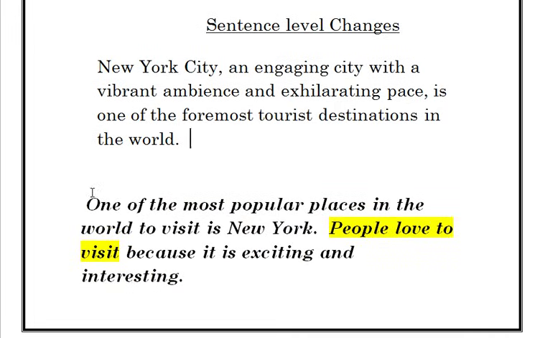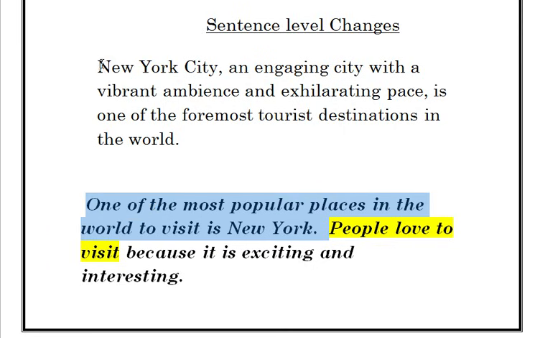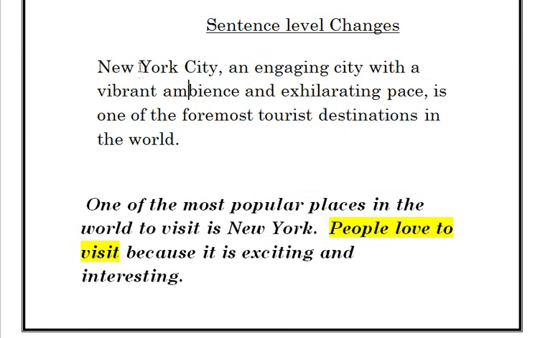So here's my paraphrased version. I wrote, one of the most popular places in the world to visit is New York. So this kind of takes the place of this. New York is very popular, foremost tourist destination. Means that it is one of the most popular places in the world to visit. See, it's a tourist destination, so it's a popular place to visit. To visit is taking the place of tourist destination.